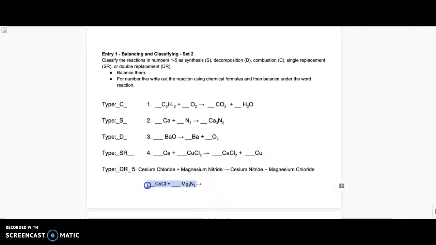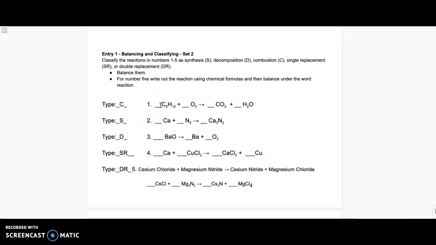And actually what I'm going to do here is copy and paste this on the other side. So now cesium is going with nitrogen. Remember nitrogen was a 3. So that 3 from the nitrogen is going to end up on cesium, and the 1 from cesium is going to end up on nitrogen. And then magnesium's a 2, but it's crisscrossing with chlorine, which is a -1. So the 2 from magnesium goes to chlorine, the 1 from chlorine goes to magnesium. And that's going to give us my products. So that's a double replacement reaction, 2 ionic compounds on both sides.